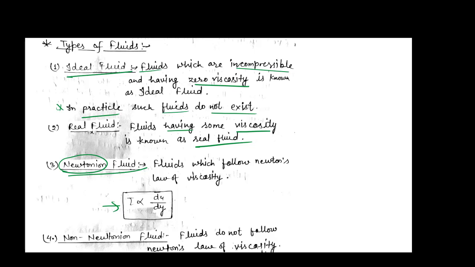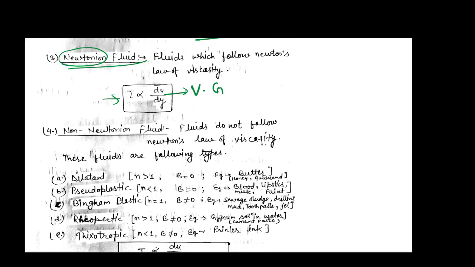So what is Newton law of viscosity? It is directly proportional to the velocity gradient. So this is the velocity gradient. So tau is directly proportional to del u upon del y. That fluid which obeys this equation or which satisfies this equation is known as Newtonian fluid.